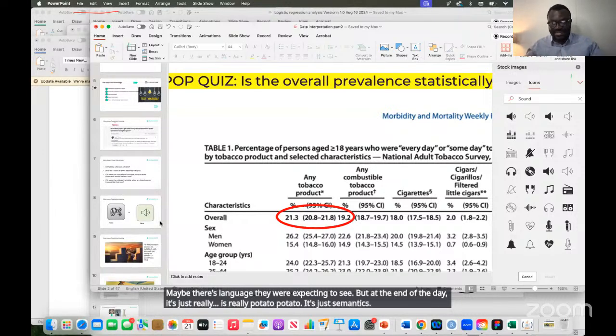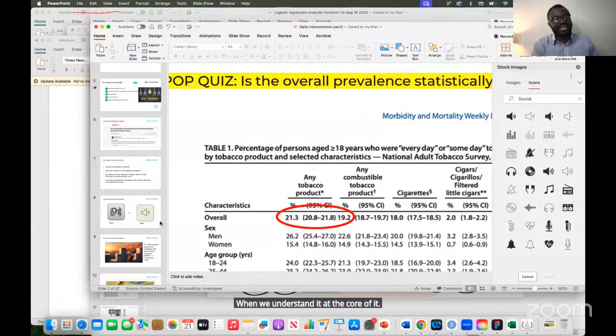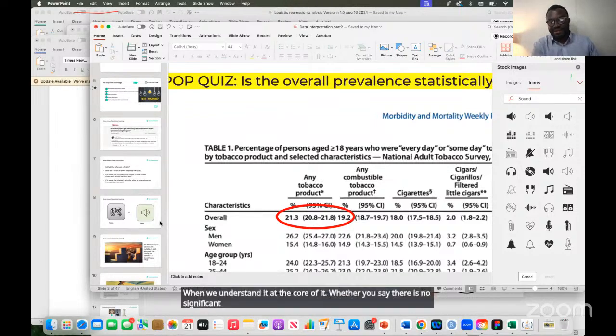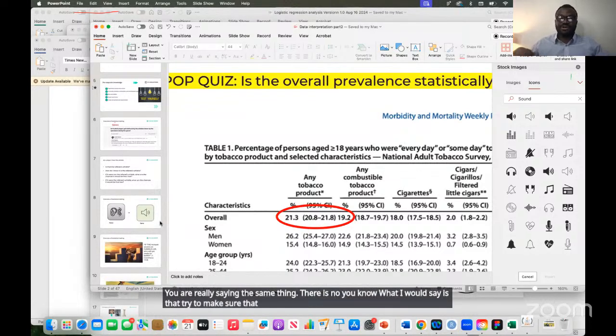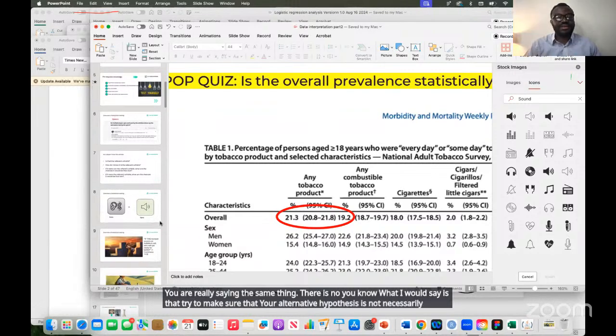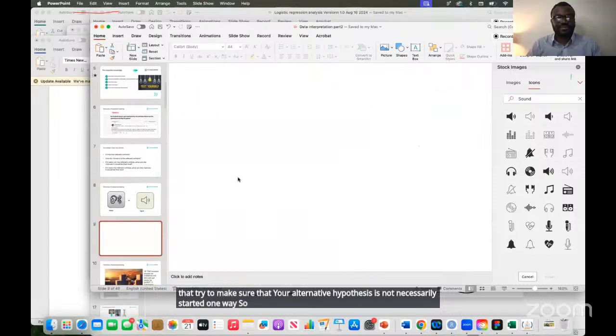When we understand it at the core of it, whether you say there is no significant association between A and B, or whether you say there's no difference between A and B, or whether you say that the mean of this group will be the same as the mean of that group, you are really saying the same thing. Try to make sure that your alternative hypothesis is not necessarily stacked in one way.